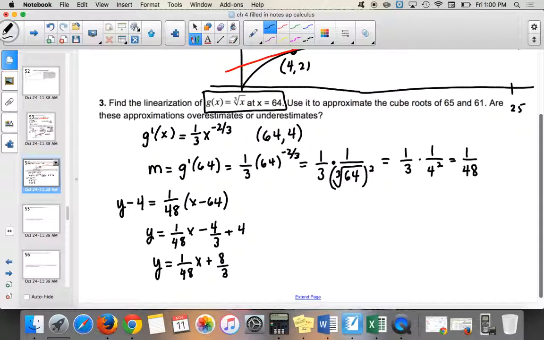All right, so this is our linear approximation. You can write y equals, or you can write L of x. I don't care if you don't write L of x. Just know that that's your linear approximation, your tangent line approximation. So we're going to use this to find the cube root of 65, and the cube root of 61.